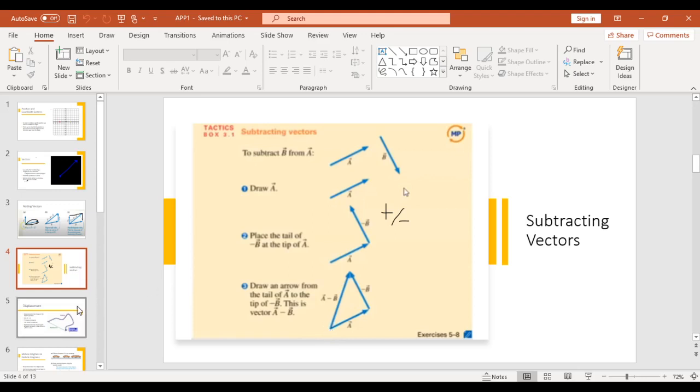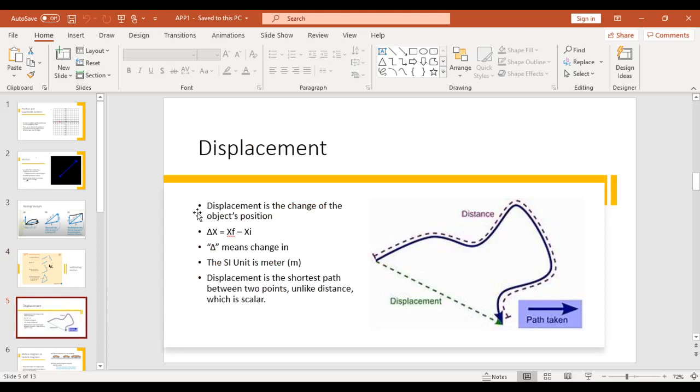Okay. Moving on to displacement. Now, displacement is basically the change in the object's position, right?